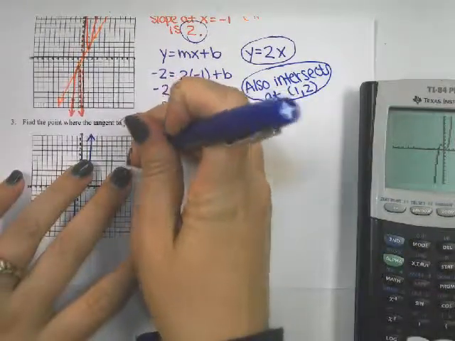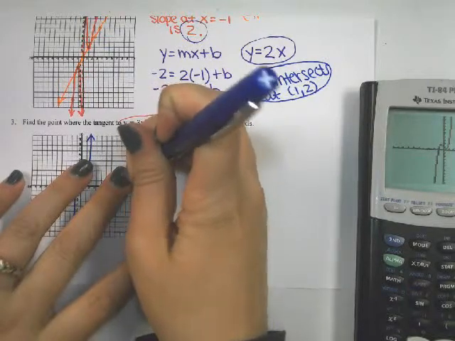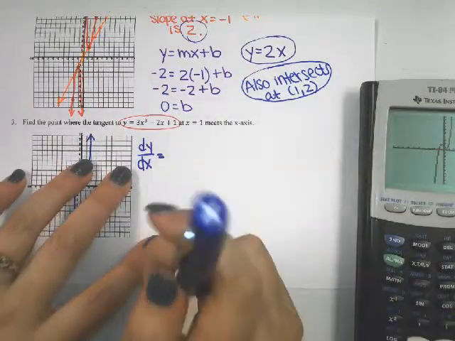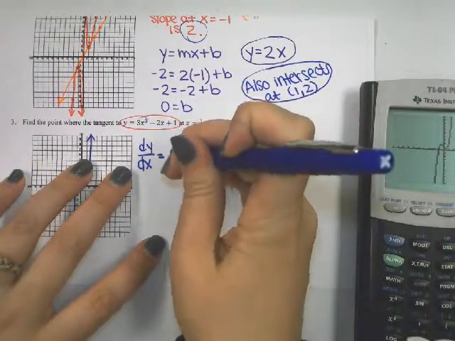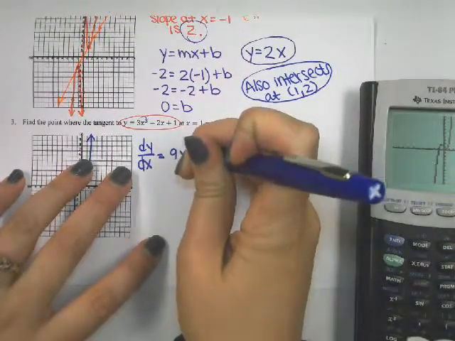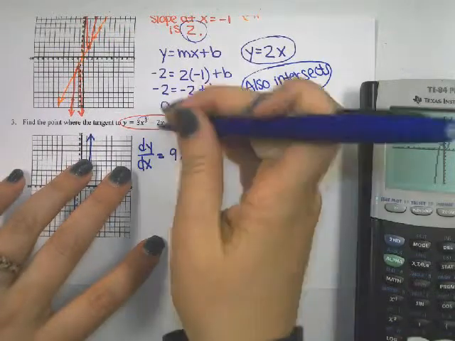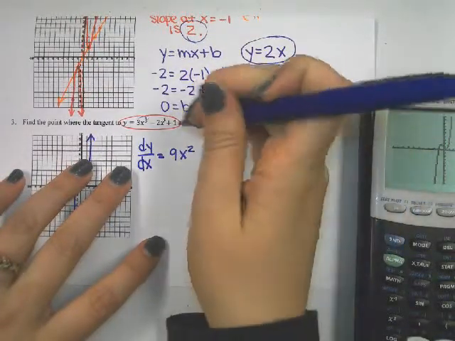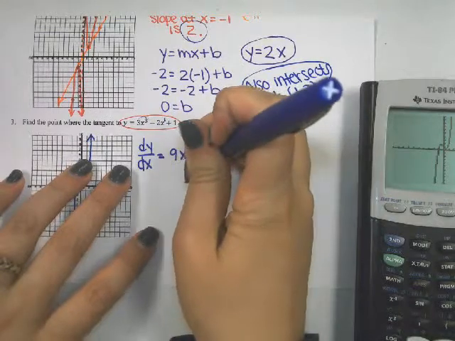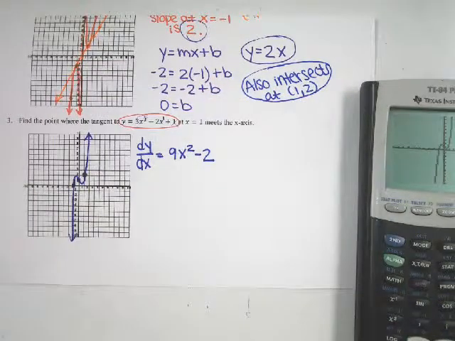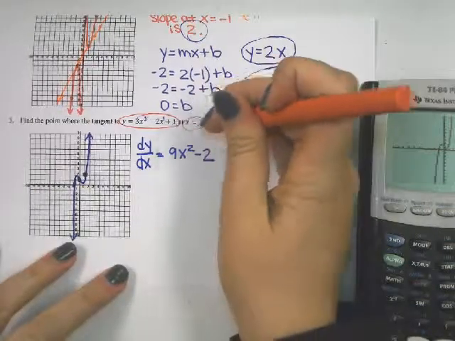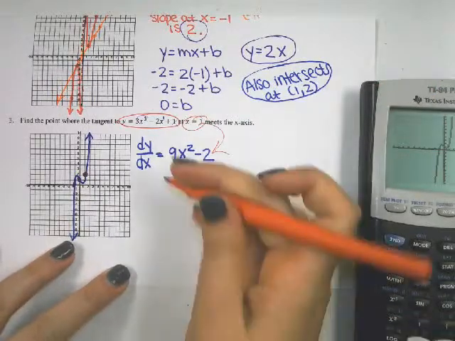We find dy over dx. We use the power property to do this, so move your exponent down to the front. 3 times 3 is 9. Drop your exponent by 1. Your exponent on your x has a 1 here. 1 times -2 is -2. Those x's go away, and we always ignore constants for our derivative. So this is our derivative function. We can plug in 1 to get the slope at that point.